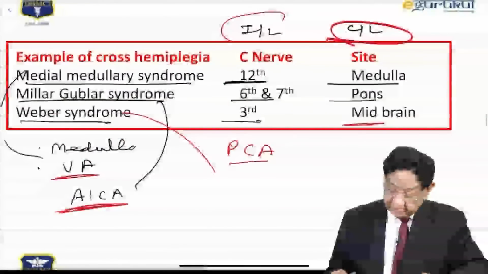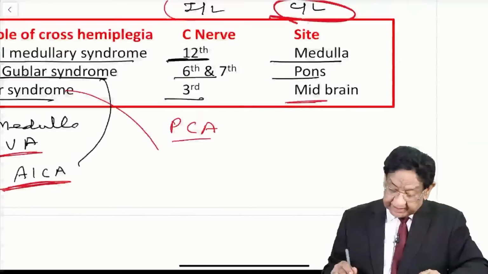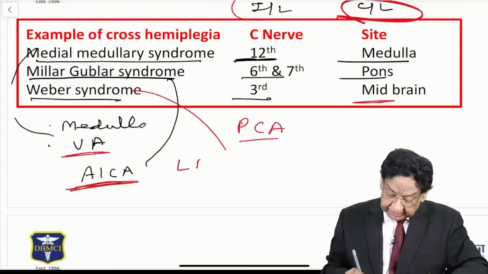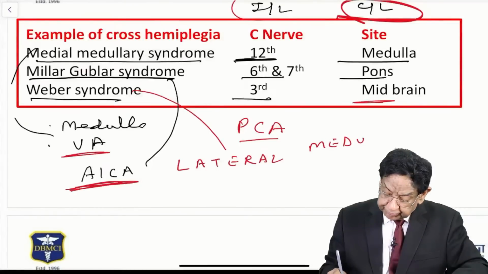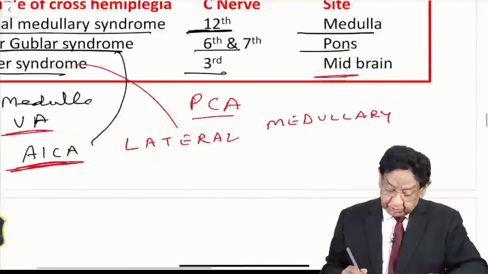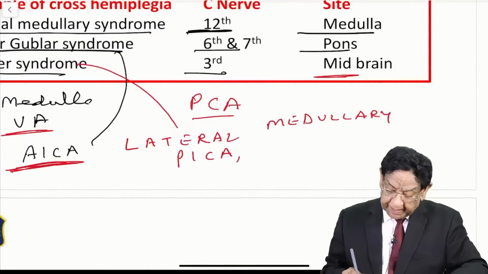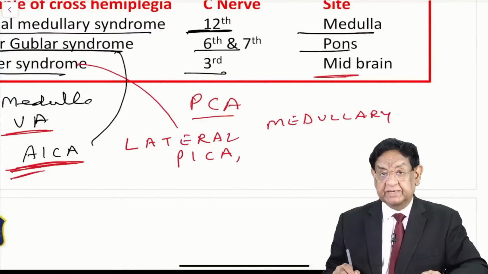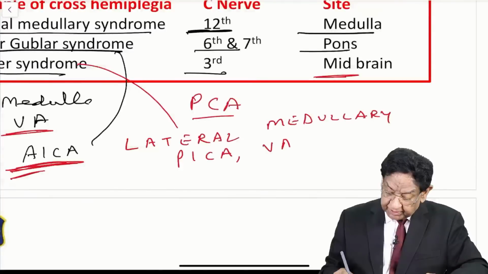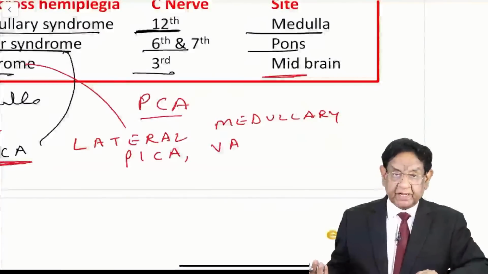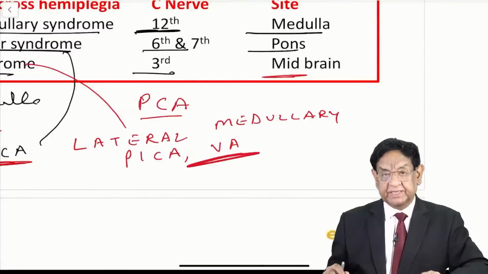Now, important points. At least you should know one thing, that in lateral medullary syndrome, an important negative point to remember, there is no hemiplegia, and this occurs due to PICA. PICA is posterior inferior cerebellar artery. It was anterior inferior cerebellar artery for AICA. PICA is a branch of vertebral artery. So lateral medullary syndrome can be caused by obstruction of PICA, which is a branch of vertebral artery, or sometimes directly from the vertebral artery.